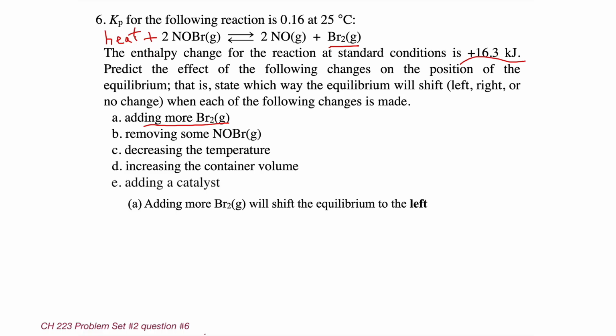If you remove something, the reaction will shift to the side that you're removing from. So we're removing a reactant here. NOBr is a reactant. We're removing NOBr. And by Le Chatelier's, if you remove something, the reaction is going to try to compensate and move to the side that you're removing from.